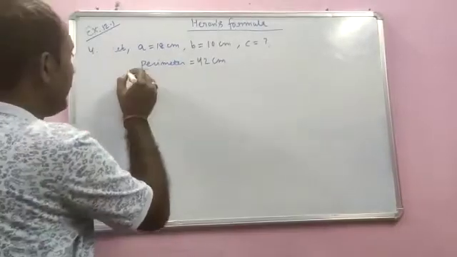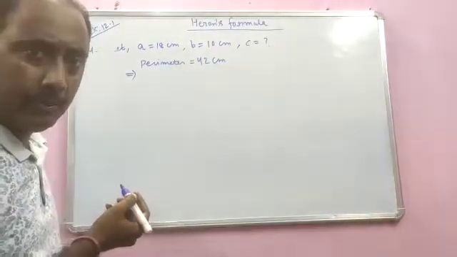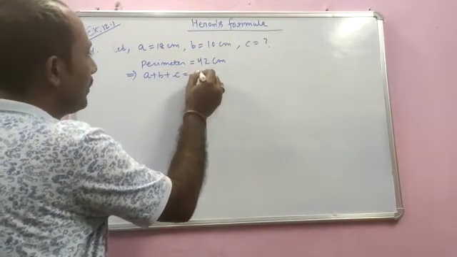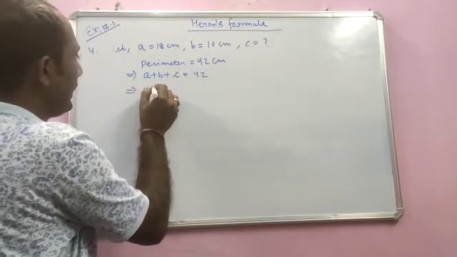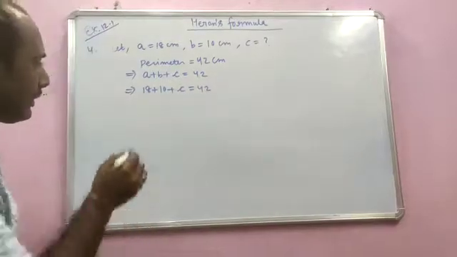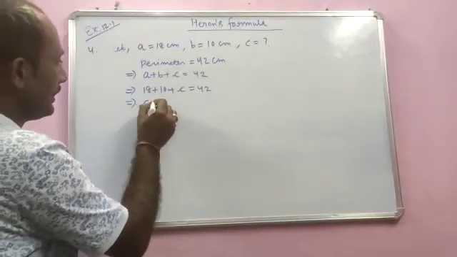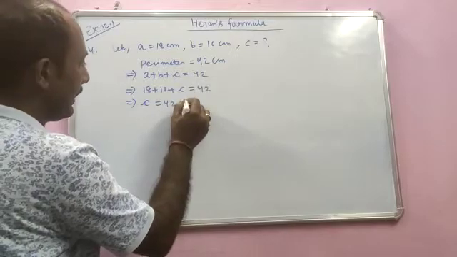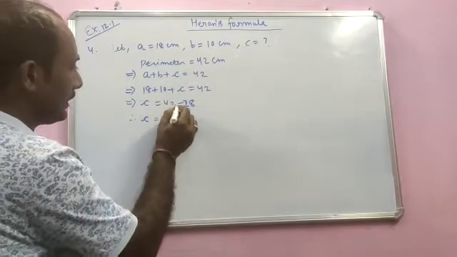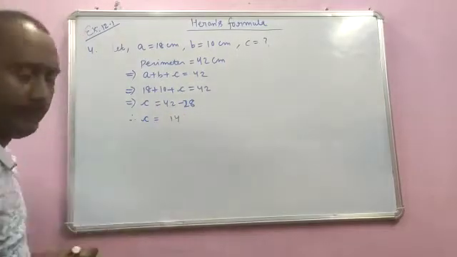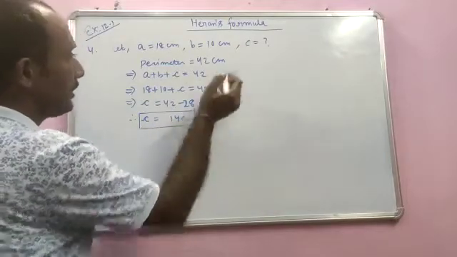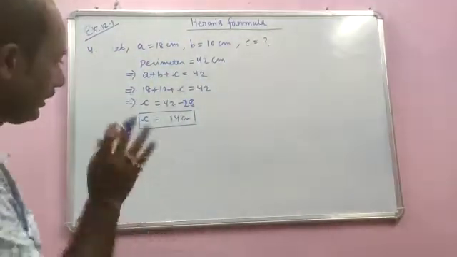From the perimeter, just now in the video part I have explained to you that perimeter is the sum of all the sides. a plus b plus c is equal to 42. So this implies 18 plus 10 plus c is equal to 42. So this implies c is equal to 42 minus 28, 18 plus 10 is 28. Therefore c is equal to 14 centimeter, the length of the third side that we have calculated.